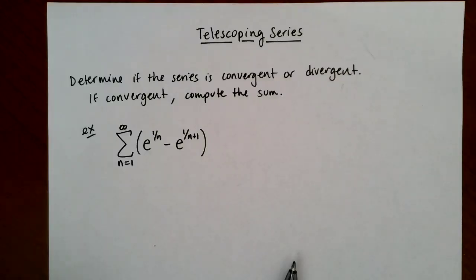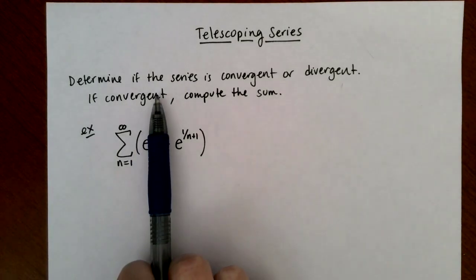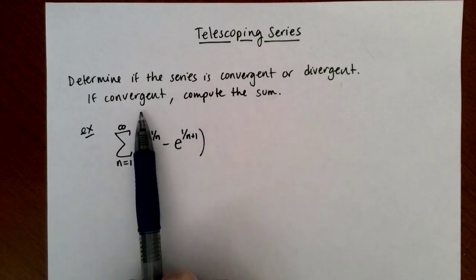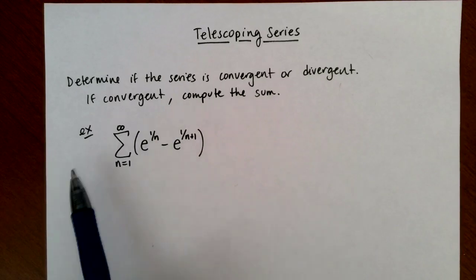Let's talk about telescoping series. So I'm going to do two examples in this video, and they're both using the instructions you see here. Determine if the series is convergent or divergent, and then if it's convergent, compute the sum.